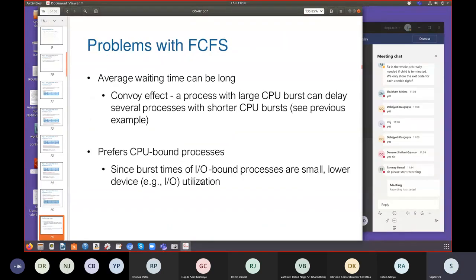So that is the one big problem with FCFS. And this effect, which we saw just now, is called the convoy effect, where a process with a large CPU burst can delay several processes with shorter CPU bursts. So this is a known problem of FCFS scheduling. It's called the convoy effect.